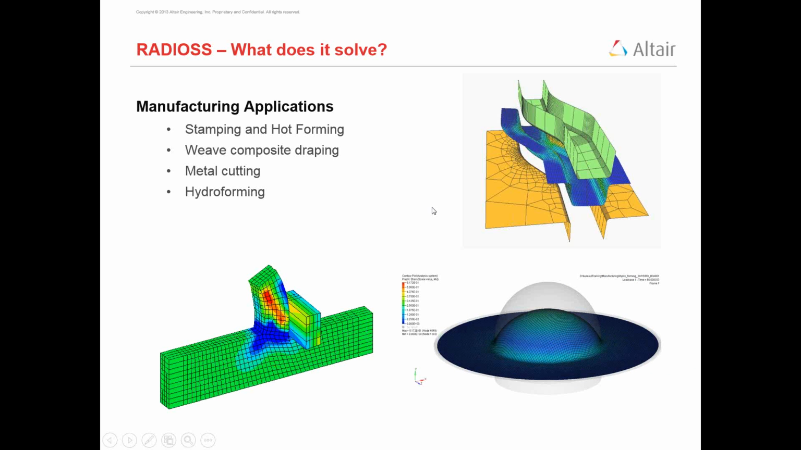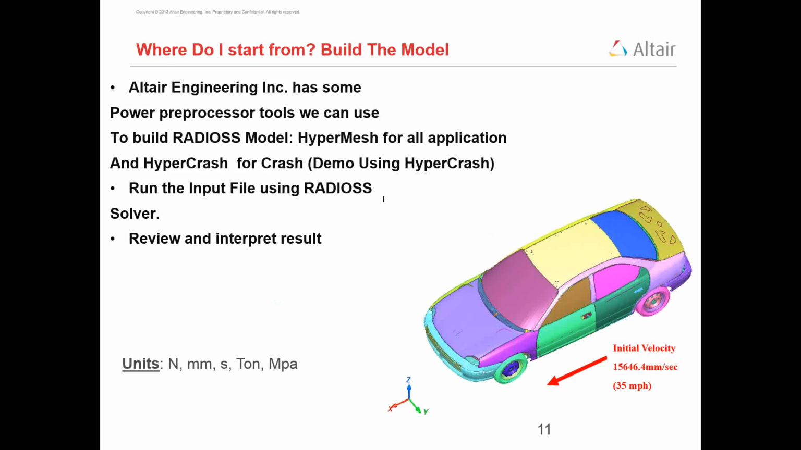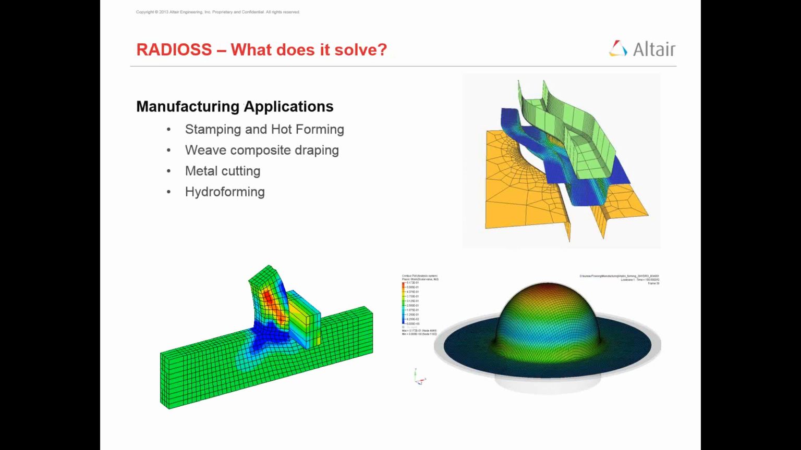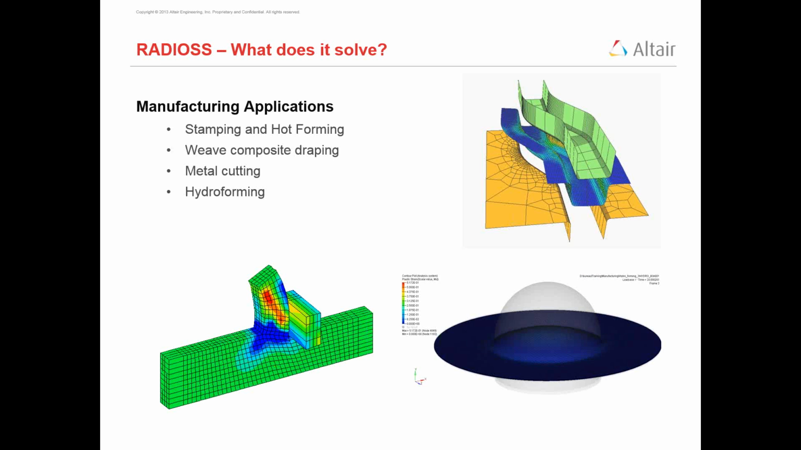RADIOSS is also used for stamping. We have a design stamper for stamping analysis where you can do hard forming, wave composite draping, and also metal cutting and hydroforming. RADIOSS is also used in this type of area. Not to be limited to those areas, I just wanted to focus today.